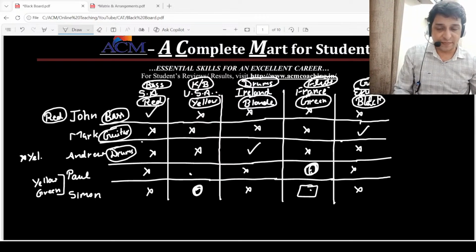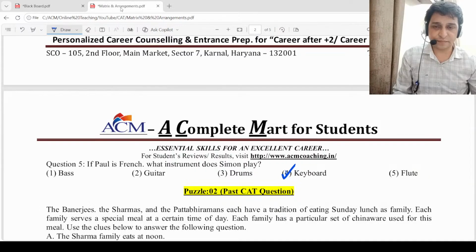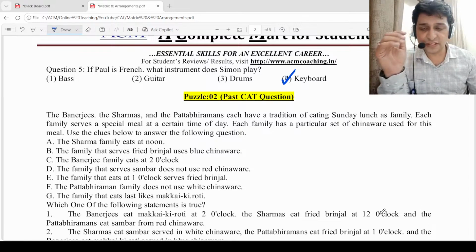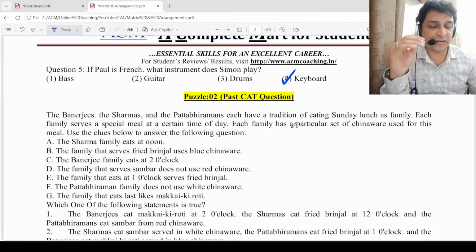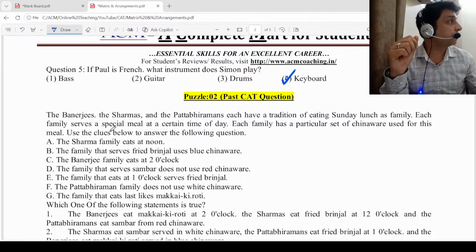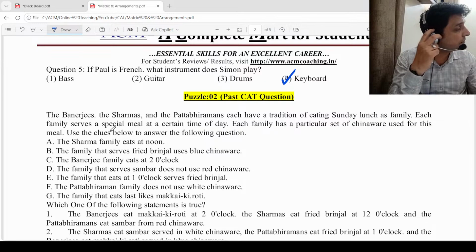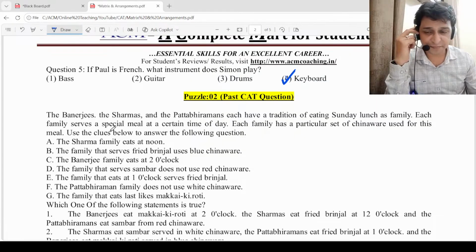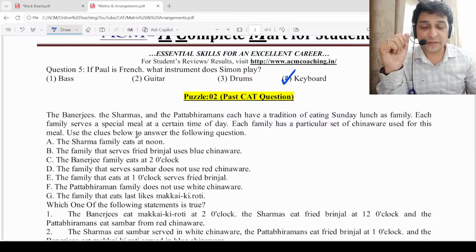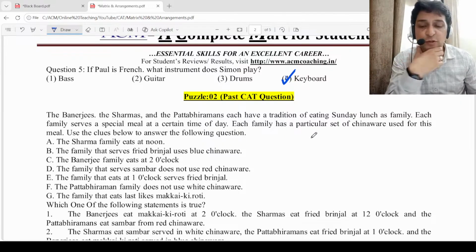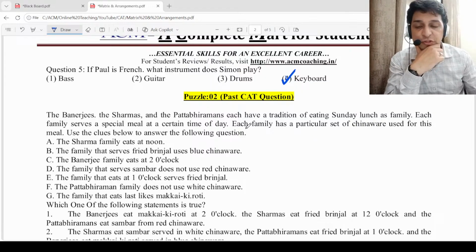Now let's go for the next puzzle, which actually is a puzzle from the CAT in the past years. Now look at this puzzle. The Banerjees, the Sharmas, the Pattabhiramans, each have a tradition of eating Sunday lunch as a family. Each family serves a special meal at a certain time of the day. Each family has a particular set of chinaware used for this meal. Use the clues below to answer the following questions.